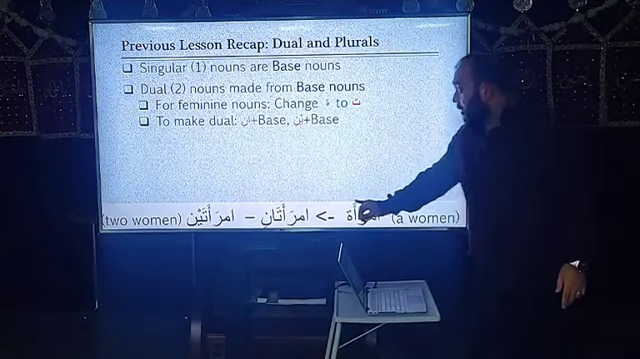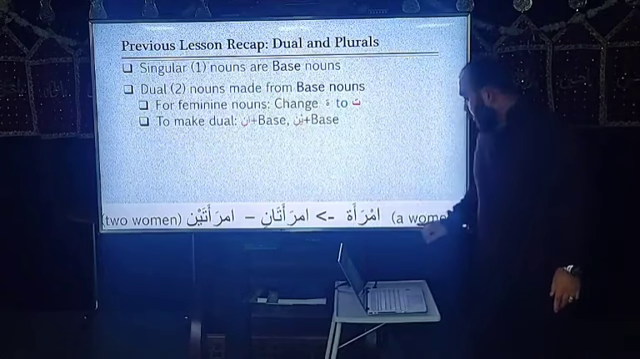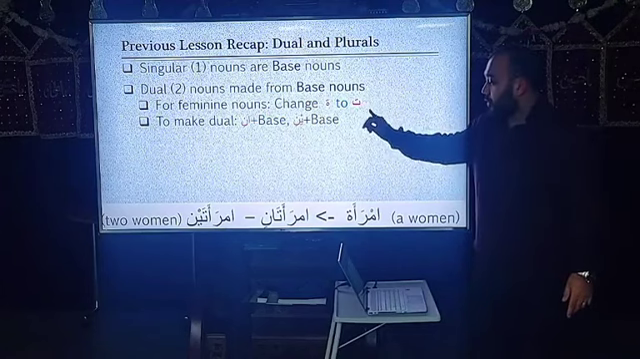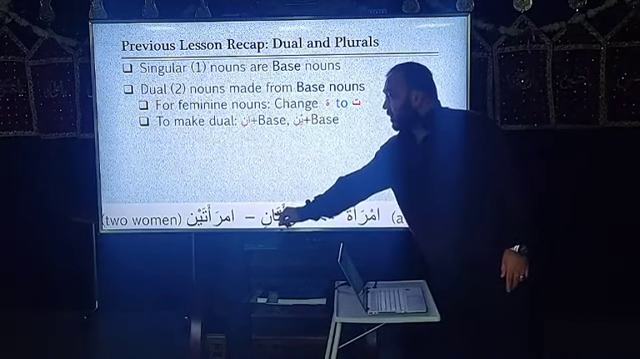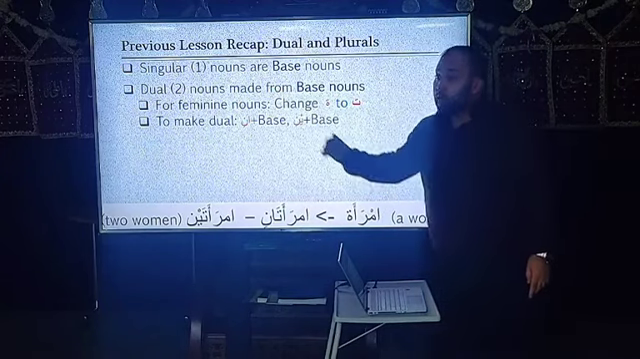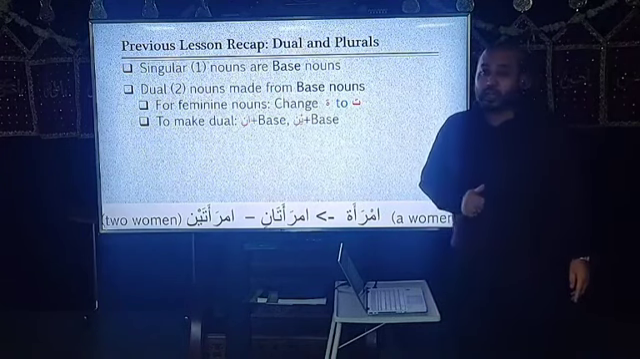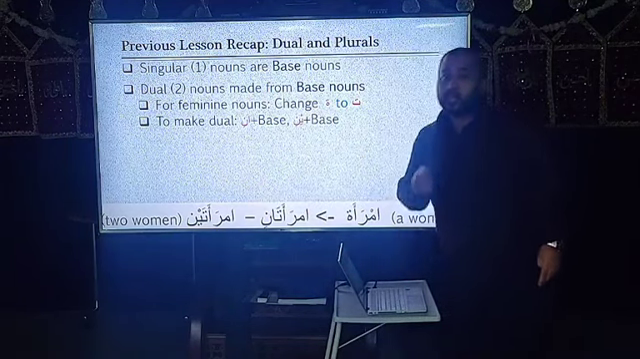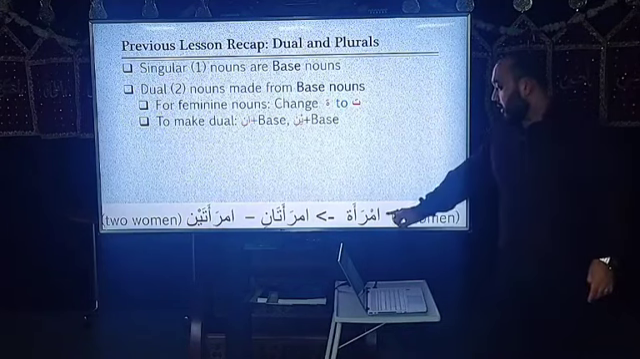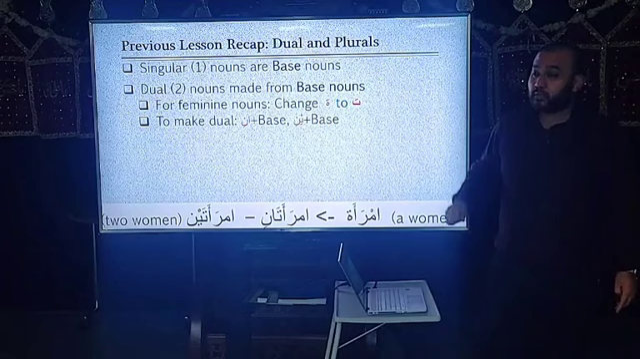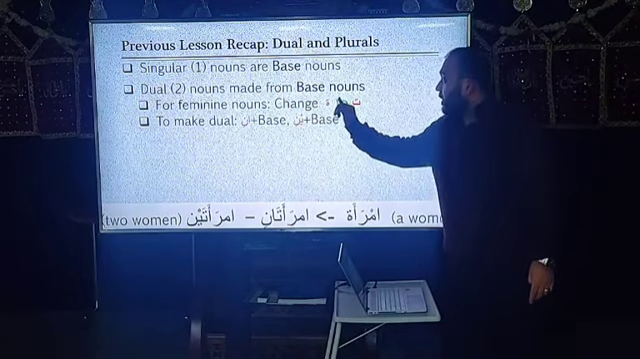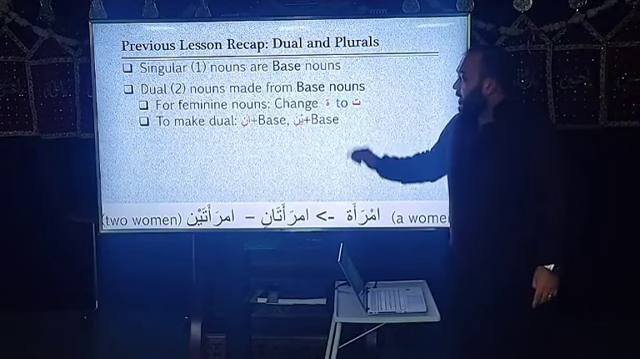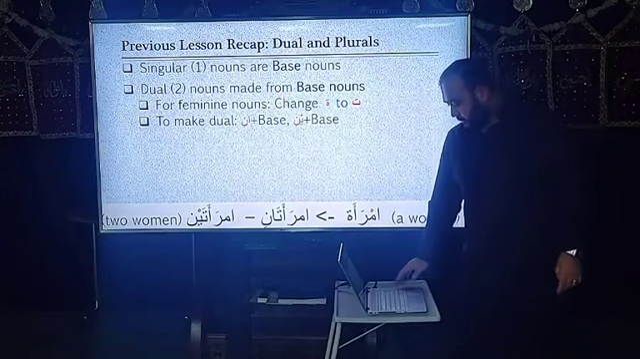For the feminine, imra'atun. Imra'atun is a woman. Because it has a ta marbuta, we change that ta marbuta to ta maftuha, and it will become imra'atani or imra'atayni. So again the same rule, adding alif and nun or adding ya and nun to make it dual for two people. So imra'atani and imra'atayni mean two women. Imra'a means one woman. To make it dual, we change the ta marbuta to ta maftuha, and then we add one of these endings.